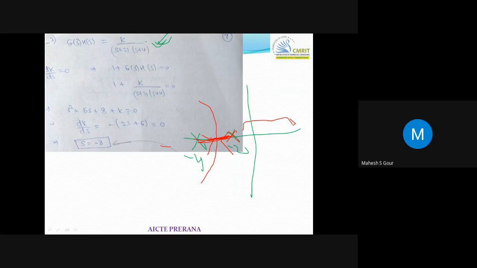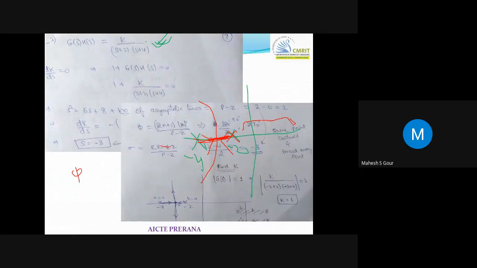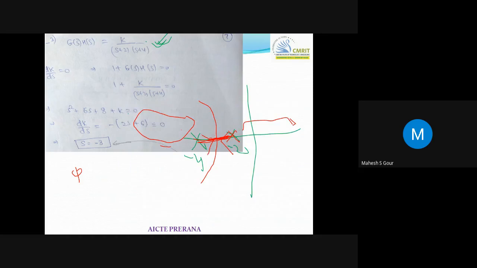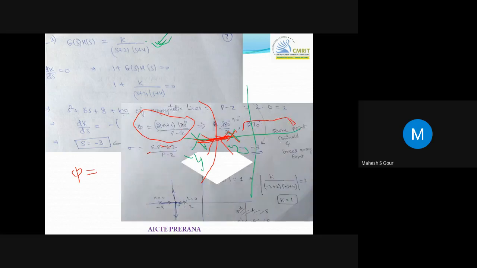At what angle it will break is defined by your phi, that is (2n+1) into 180 by p minus z, which will define the angle. So can you tell me at what angle it will break? The root locus, at what angle will it break? 90 and 270, sir. Okay, it will break at 90 and 270. Very good.